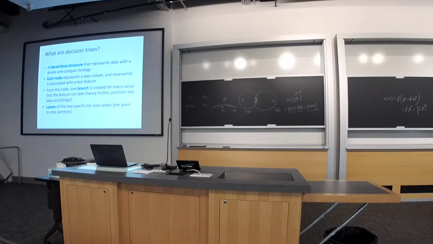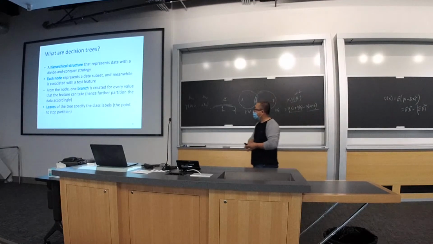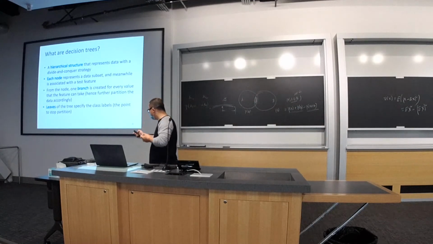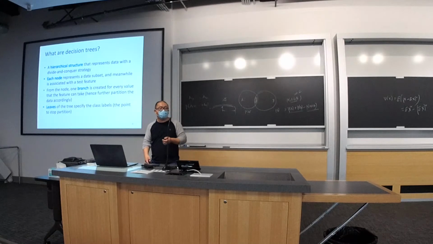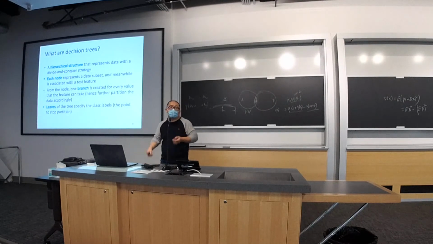That's how we recursively partition the data until we reach a leaf node. What does a leaf node mean? A leaf node means all the examples in the current subset have the same label. They have a unique label. They will stop here. That's how the general decision tree is defined. The leaves of the tree specify the class labels, and so it is also the point to stop growing the tree or partitioning the data.